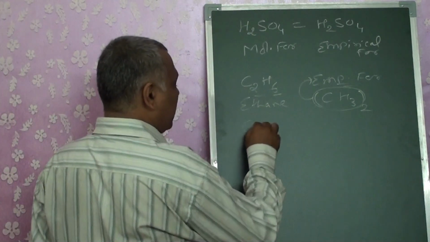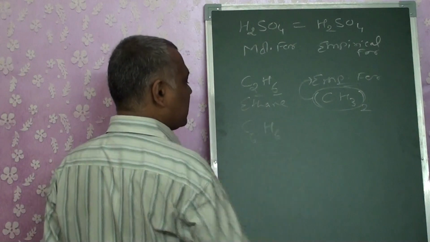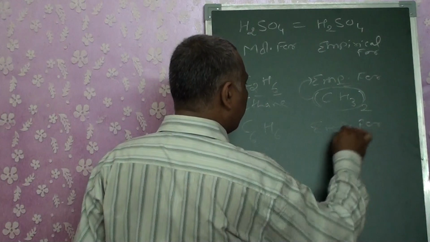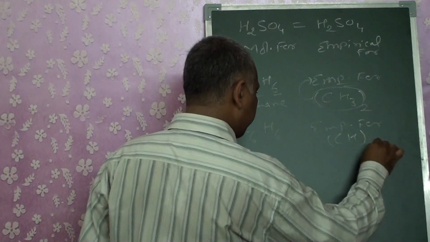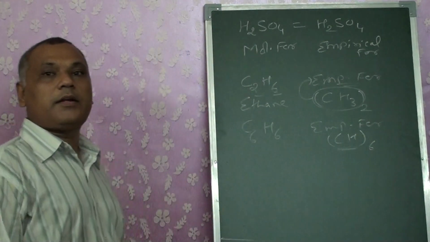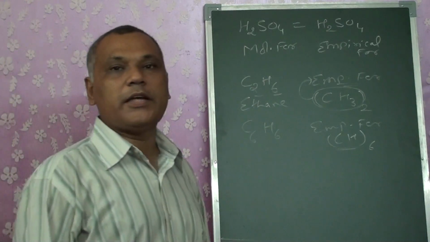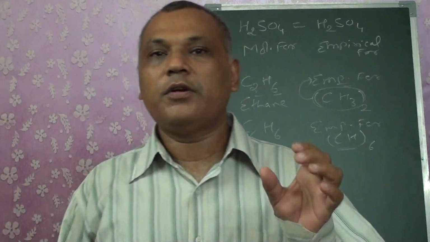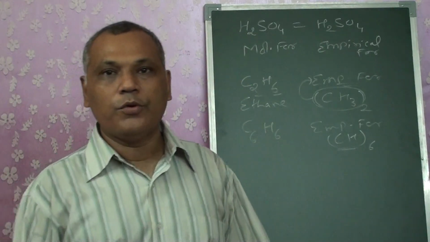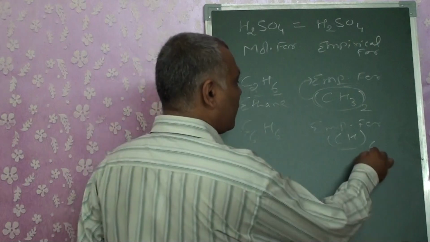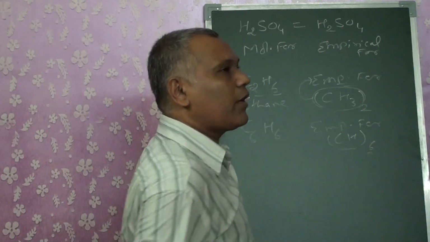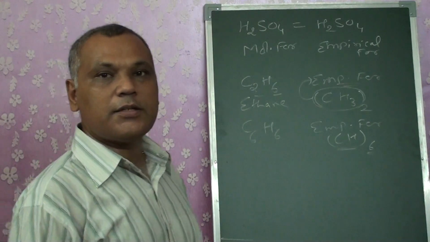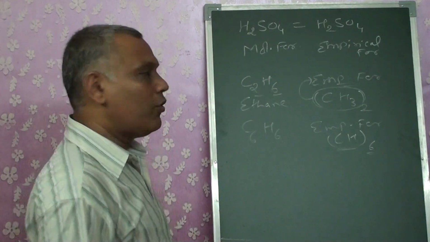Similarly, if we take C6H6, then the empirical formula will become CH. That means, in short, from the molecular formula, whatever common number can be removed is taken out in the form of a number. The rest of the atoms present in the compound are considered to be its empirical formula.